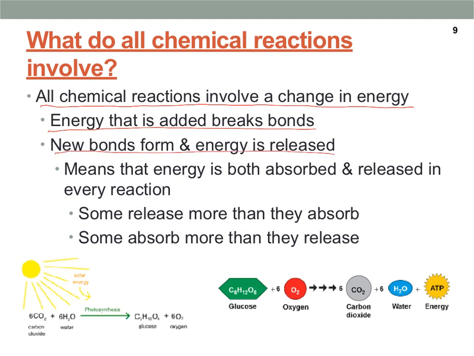Okay, it means that energy is both absorbed and released in every reaction. Some reactions are going to release more energy than they absorb, and some reactions are going to absorb more than they release. Okay, so think of it this way. If they're releasing more than they absorb, that would mean that the reactants have more energy than the products, and during the formation of those products, energy will be released as heat or light. Some reactions are going to absorb more than they release, meaning the reactants would have less energy than the product, and energy will be going into those products.